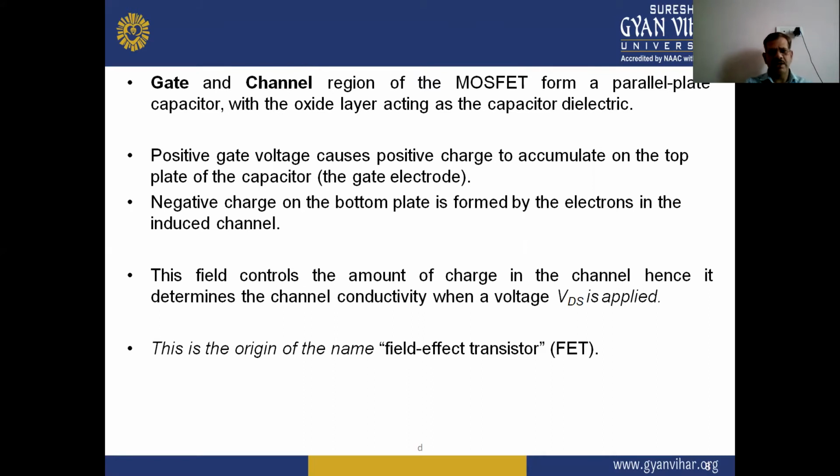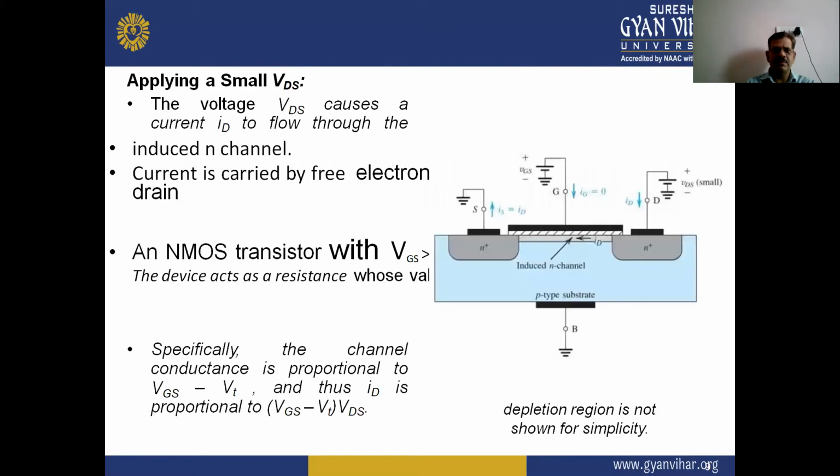Hence, it determines the channel conductivity when a voltage VDS, or voltage drain to source, is applied. This is the origin of the name field effect transistor, FET. In this diagram, we apply a small signal VDS. The voltage VDS causes a current ID, that is the drain current, to flow through the n channel. So current is carried by free electrons.